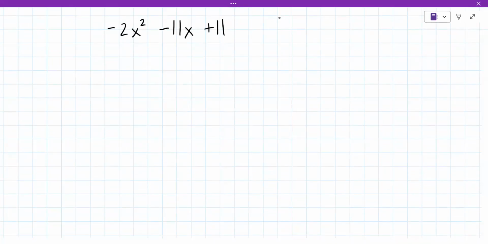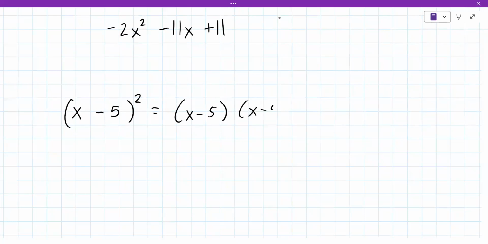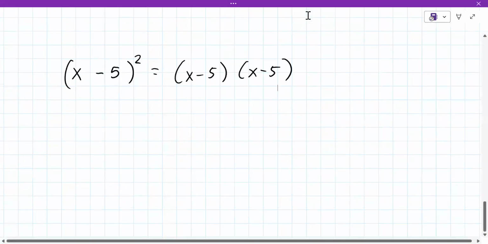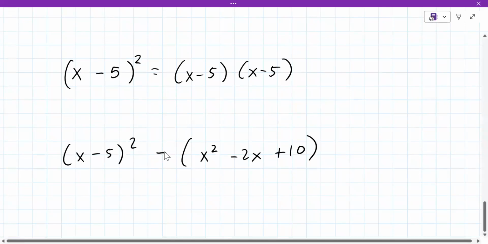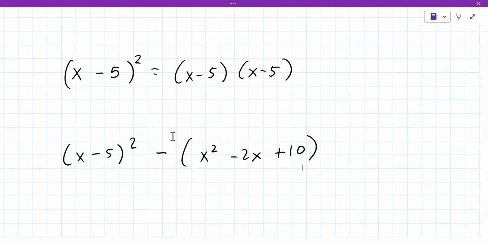So if I put something like x minus 5 in front of you and say squared, this means x minus 5 times x minus 5. And if I say something like x minus 5 squared minus x squared minus 2x plus 10, what do you do with this negative in front? You distribute it, that's right.